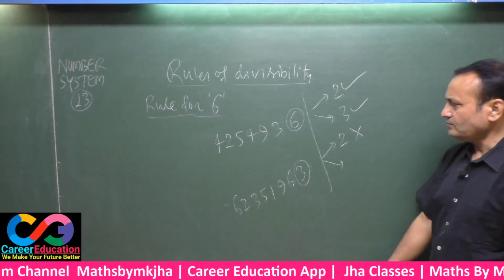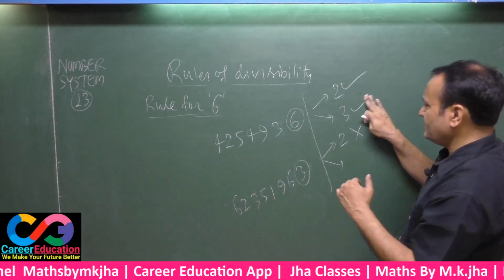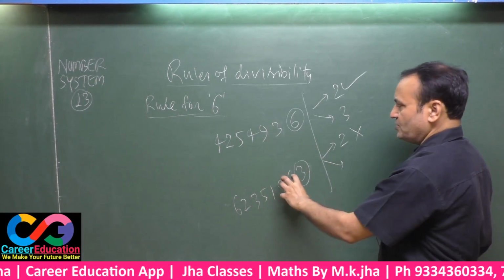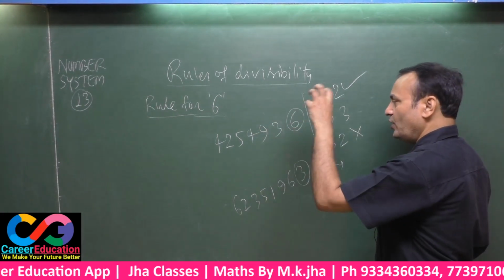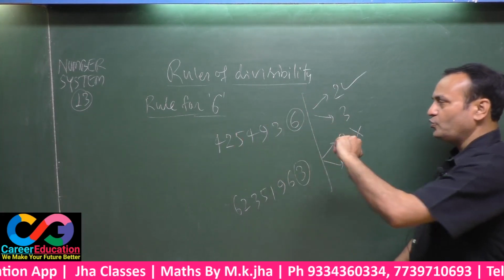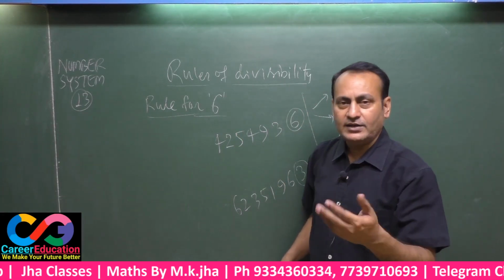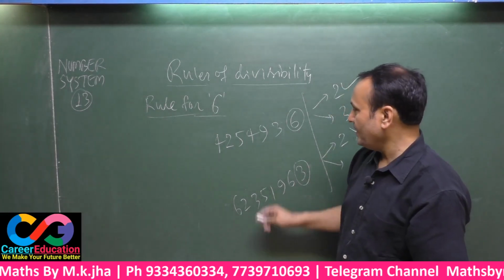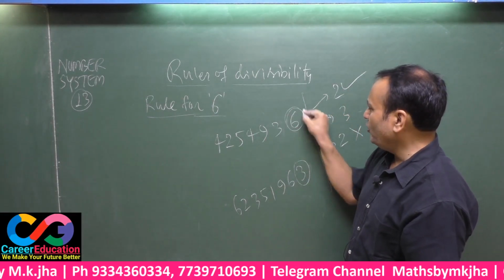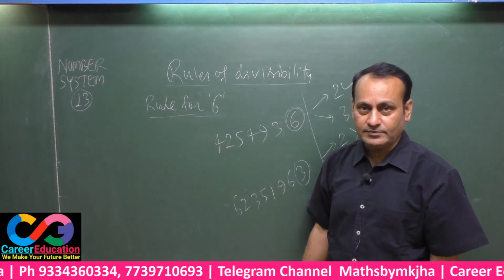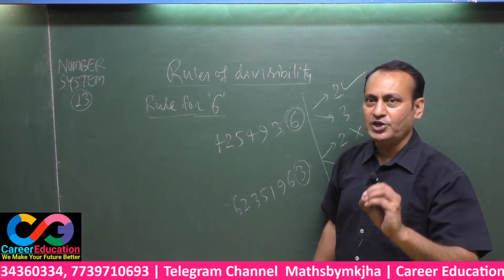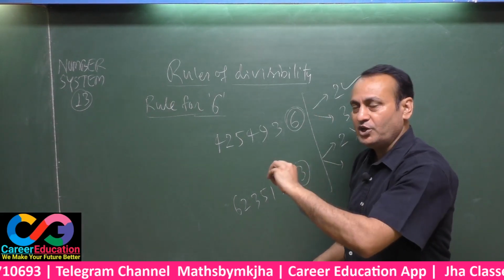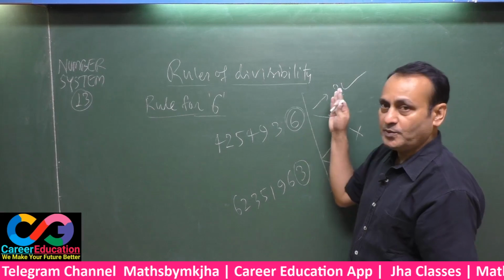Note down. There are two examples here. The question asks whether this number is divisible by 6 or not. You have to check whether this number is divisible by 2 and 3. To see if the number is divisible by 2, you look at the unit place. This is 6, an even digit at the unit place, so certainly this number will be divisible by 2.